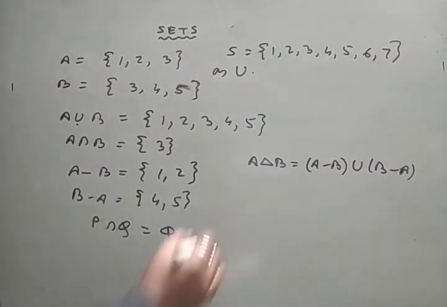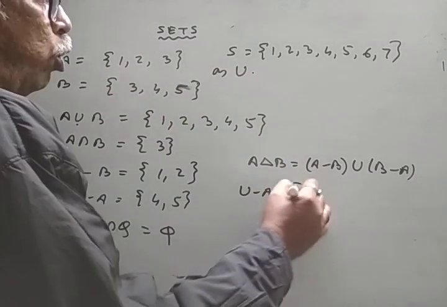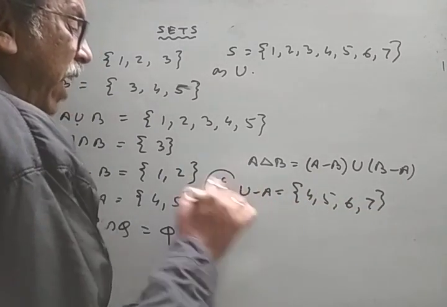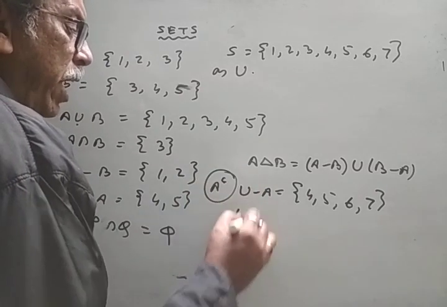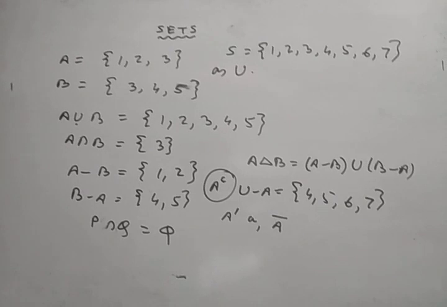So U minus A, what will it be? U minus A will be {4, 5, 6, 7}. This is called A complement and is generally denoted by A^c, A prime or A bar. The complement of the set A is defined as the set whose elements are in the universal set but not in the set A. That is called the complement of the set.